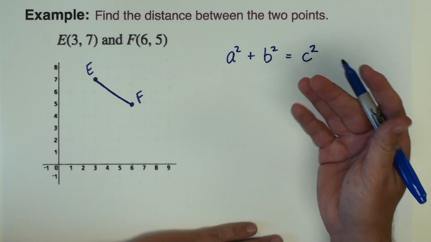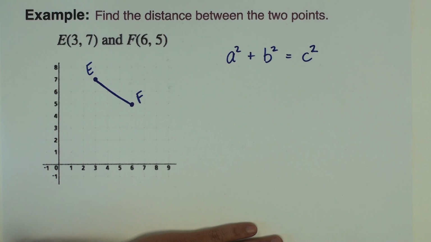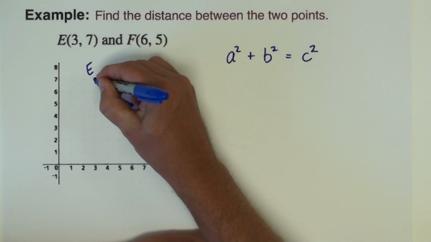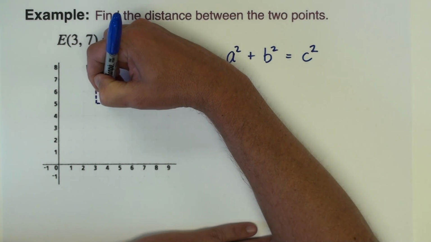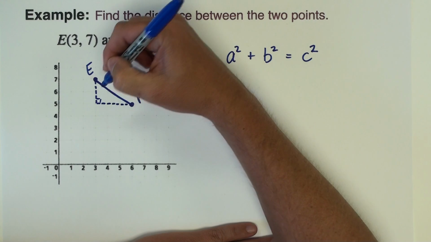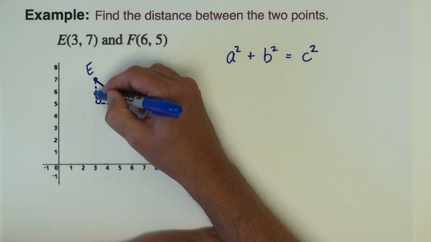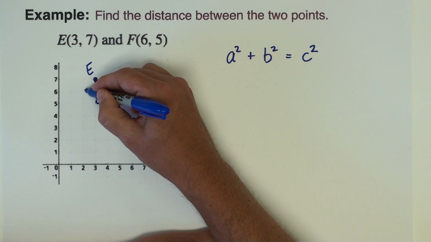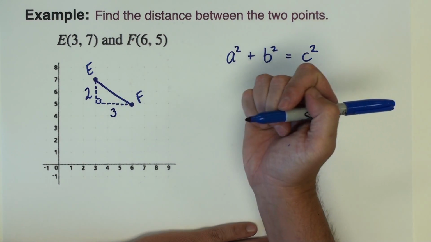Now the A and the B are legs of a right triangle, and I have a segment. I don't have a right triangle. So what I'm going to do is build myself a triangle either above or below that segment. So there's my right angle, my right triangle. Now the lengths of these lines I can just count. Coming straight down, that's 2. Going straight across, that's 3.